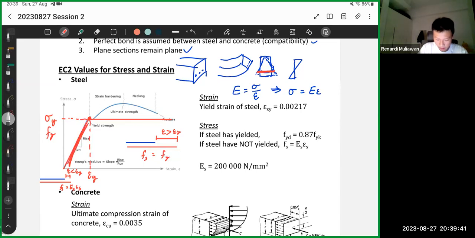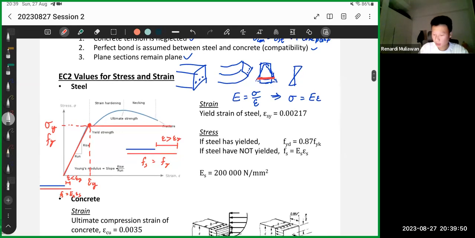The turning point is epsilon y, the yield strain. So what's the yield strain? Based on Eurocode 2, the yield strain is 0.00217. This is a value that you need to put in your cheat sheet. It's basically saying if you pull the steel, if the strain is less than this value, then the strength is this. So if it has not yielded, then that's the strength.